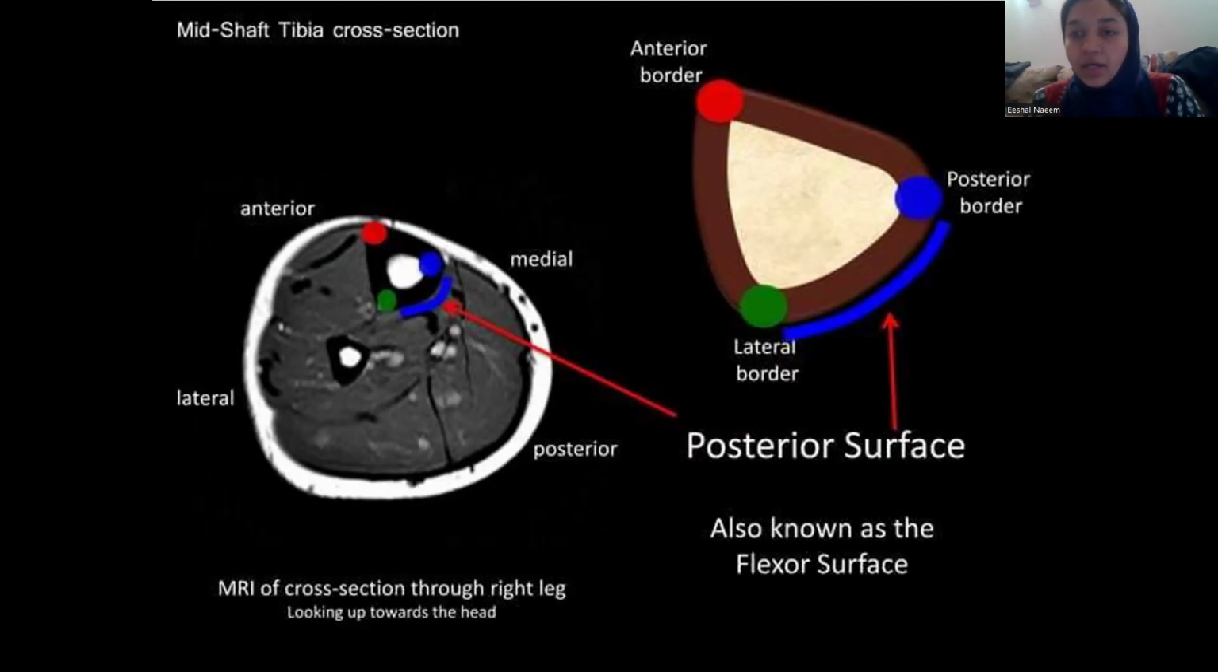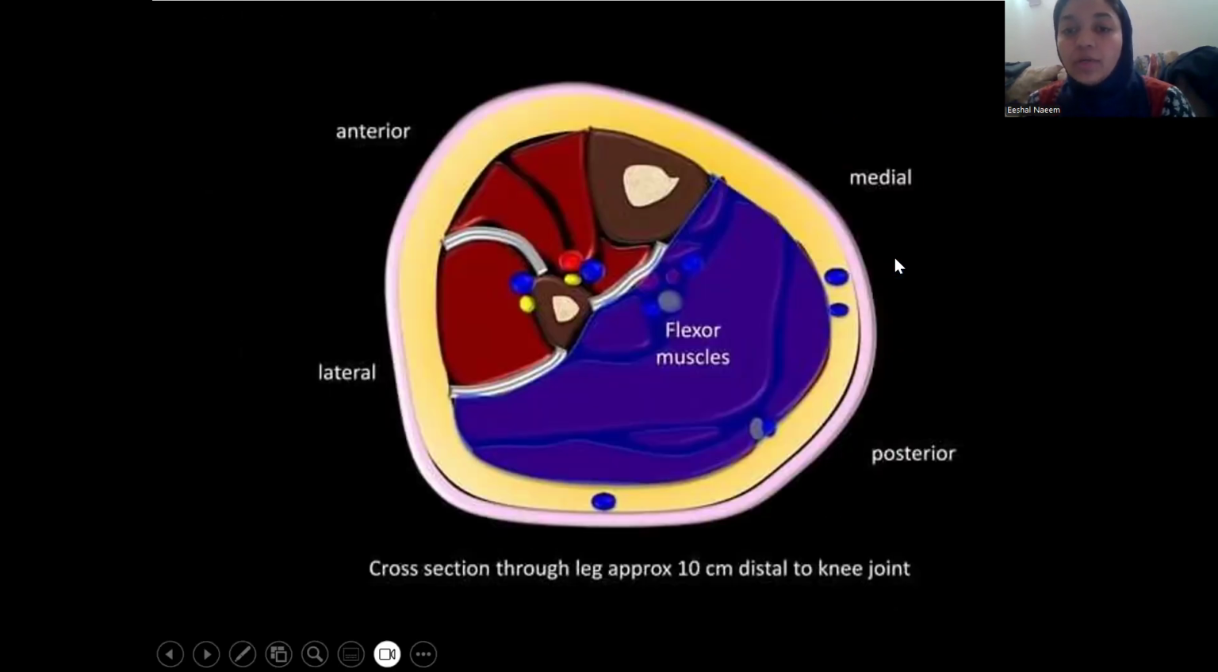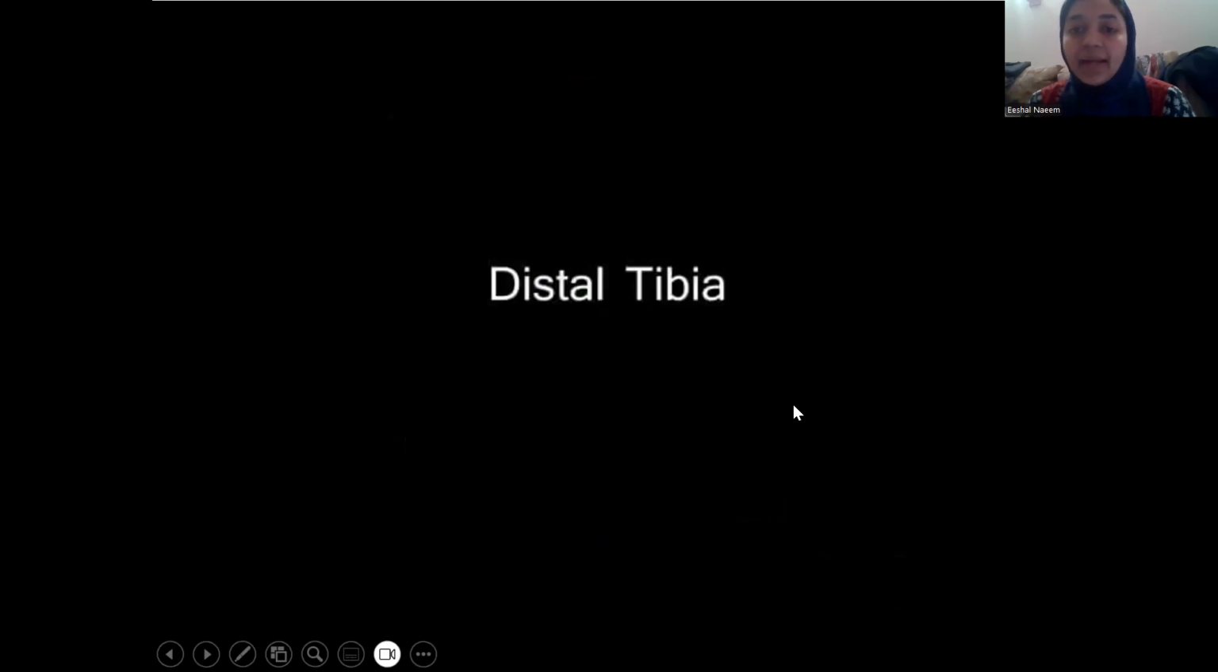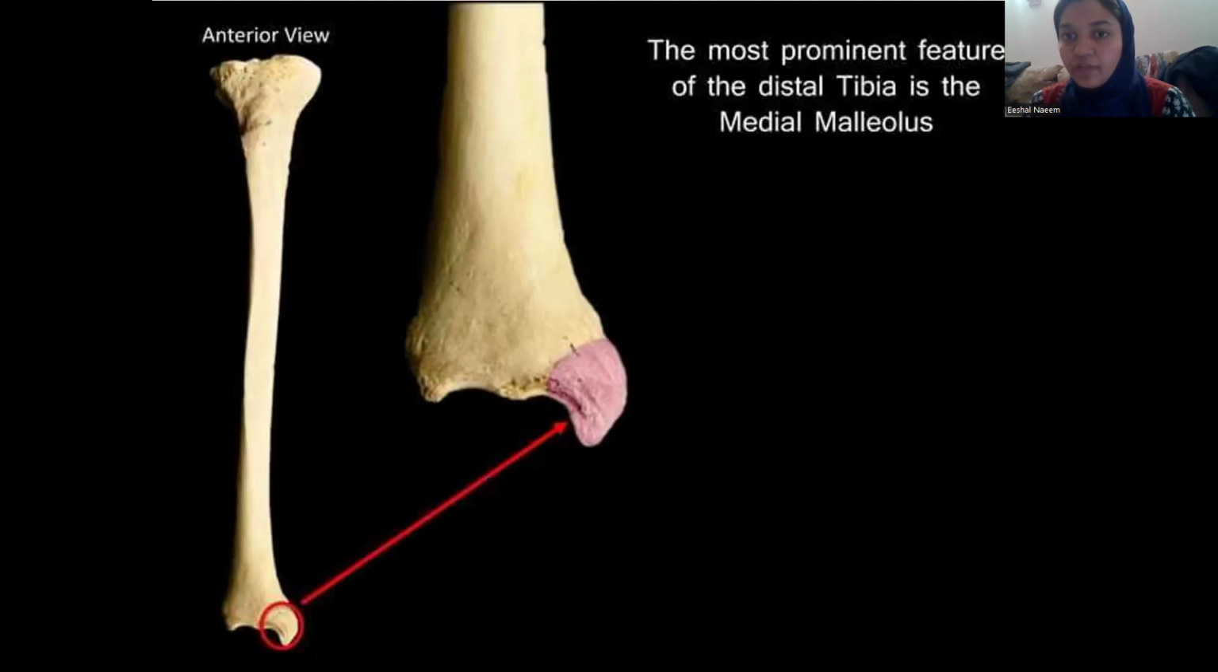Now, this part is also known as the flexor surface. Why is it called the flexor surface? Now, the posterior border here, don't get confused. It's the same thing as the medial border. So it's also known as the flexor surface. Why? Because all of these flexor muscles are present on the posterior surface. All right. Now, the distal tibia is important because we have the facet for the fibula here.